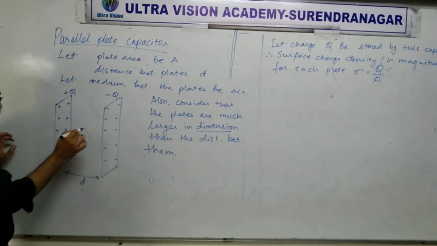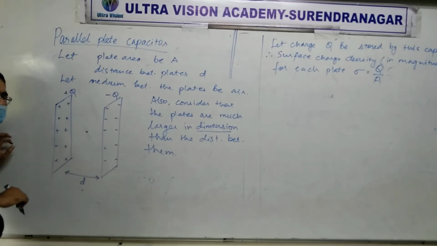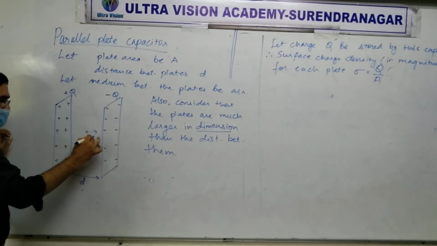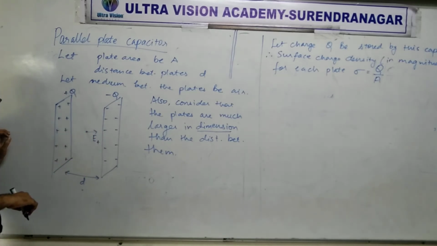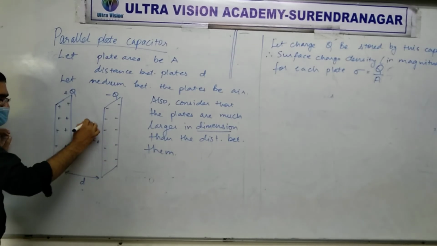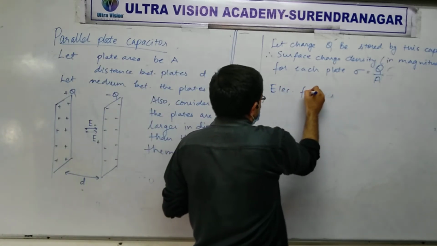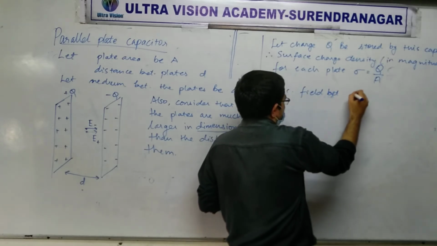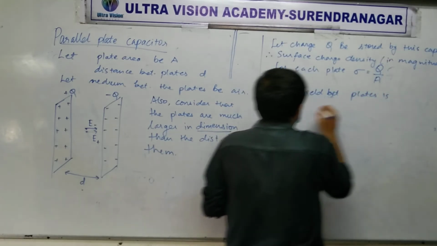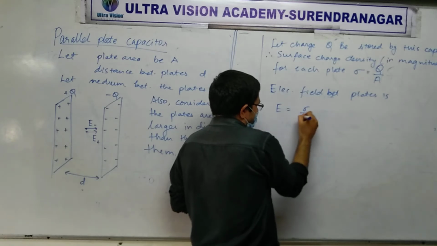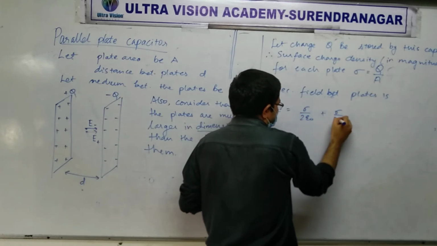Let's start. If I take one point anywhere in between, there will be two electric fields. Yes or no? One due to the positive plate, E plus, and one due to the negative plate, E minus, in the same direction. So at this point, we can write the electric field between the plates as E equal to sigma by 2 epsilon 0 plus sigma by 2 epsilon 0.